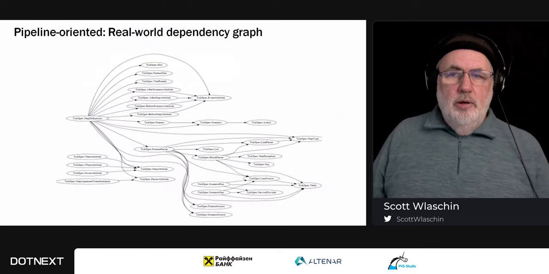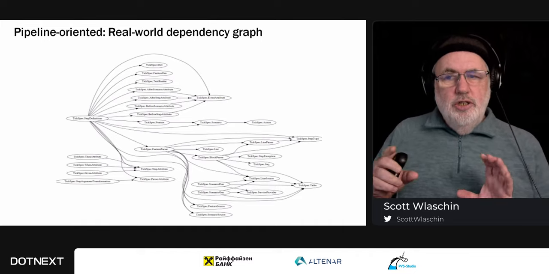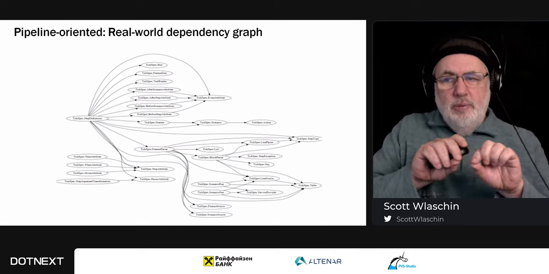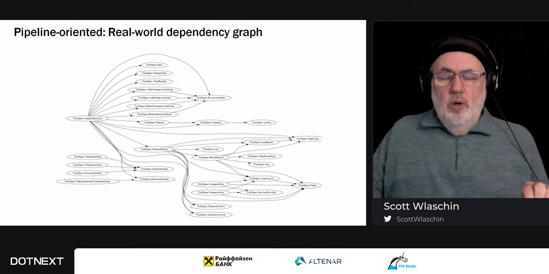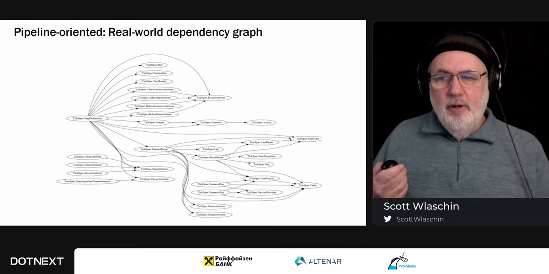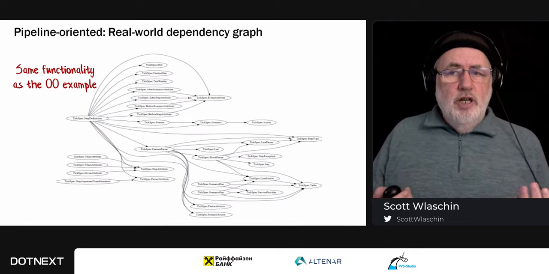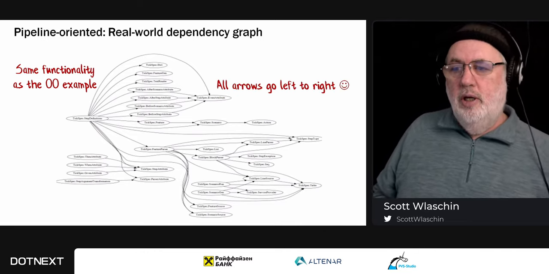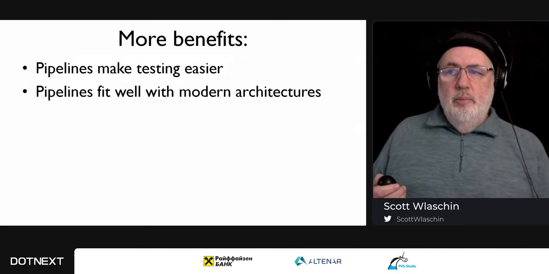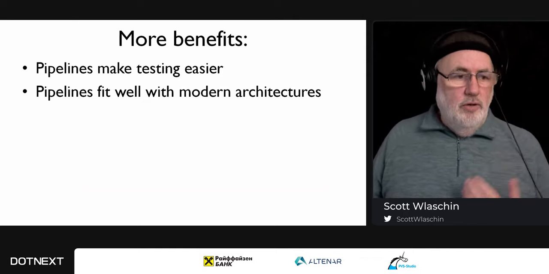Now, if you look at a piece of code that was built with the pipeline-oriented approach, first of all, there are fewer dependencies because they only depend on the things before and after them. And secondly, again, even the dependencies, all the arrows go in one direction. So this is what code looks like when you build it this way. It just tends to be easier to understand. And this, by the way, has the same functionality as the OO one. This is the same functionality built in two different styles. And what you can't see from this graph, again, is the arrows all go in the same direction. So a couple more benefits are the testing benefit and the architecture benefit, and I will talk about those at the end of the talk.